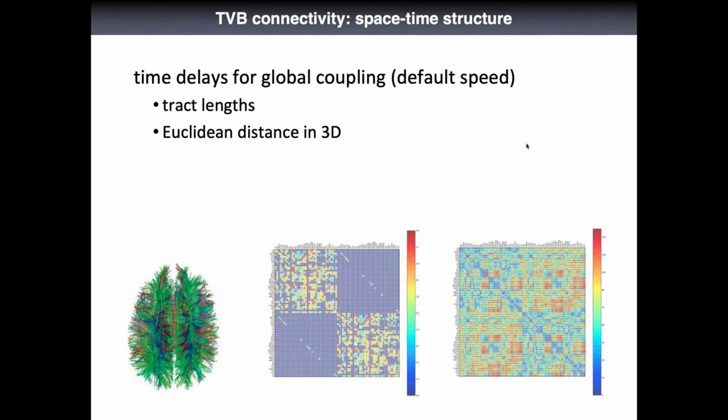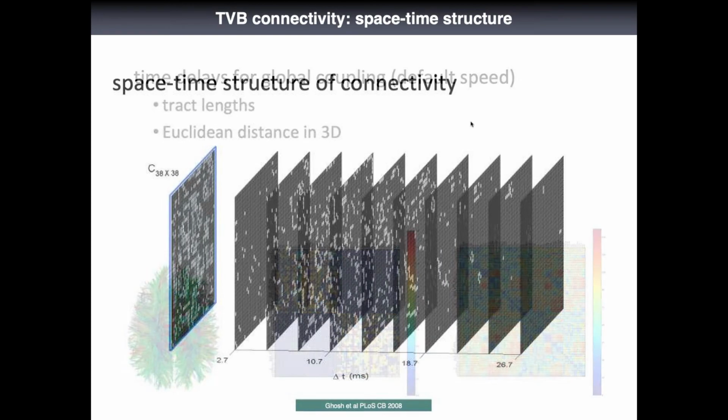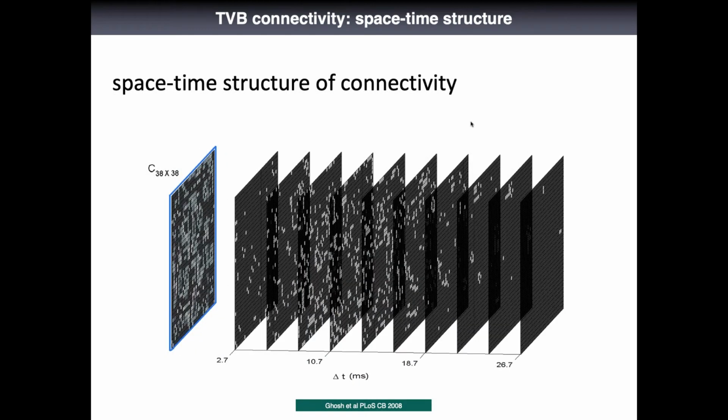And also they have a length, and this is very important because this length can be used to determine the time delays of communication from one brain region to another. When we don't have this, we can also use, of course, just the Euclidean distance in 3D. And this is quite important because both of them, weights and lengths or delays, create a space-time structure for the connectivity of the brain network, which is represented here in a way where as we increase time delay, we find different connections in every bin of this histogram of time.